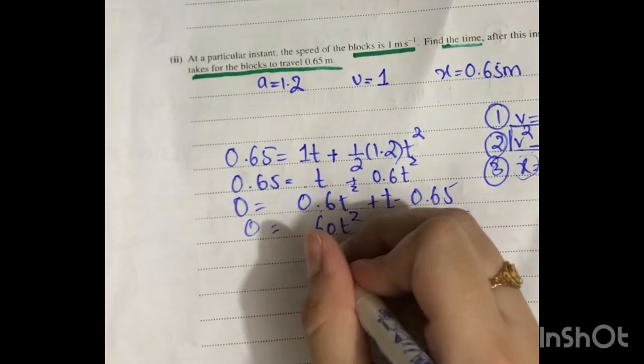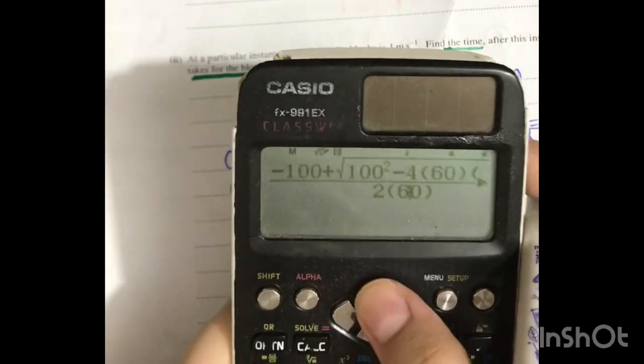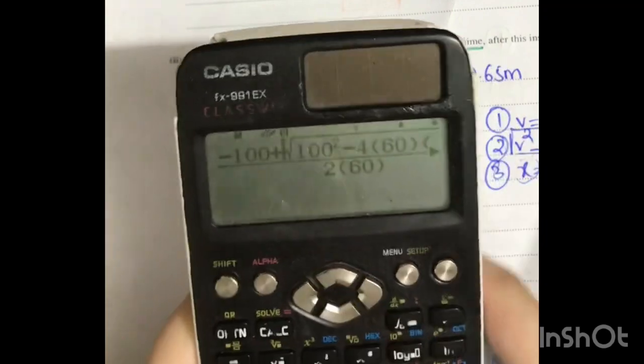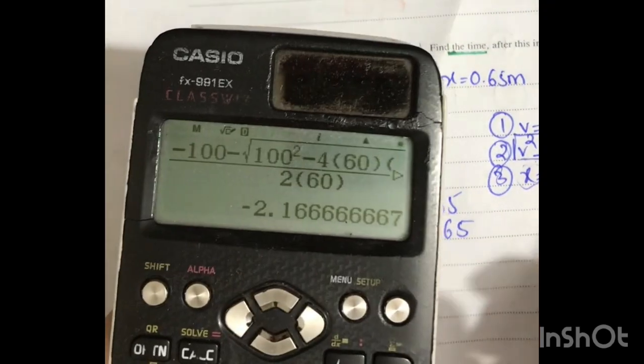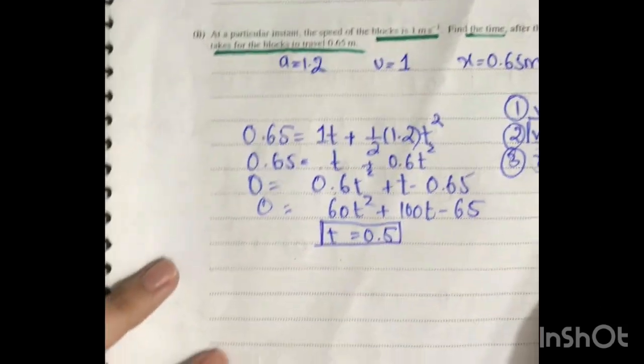Let's find out the other value just in case. It's -2, so we'll not write it. So t is equal to 0.5. We can write this down.